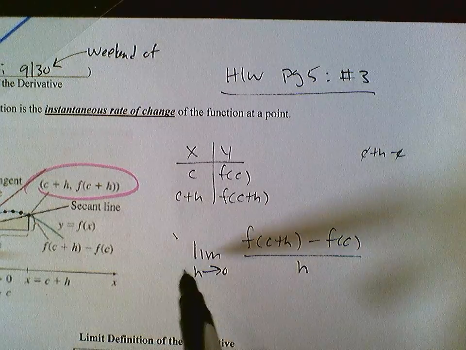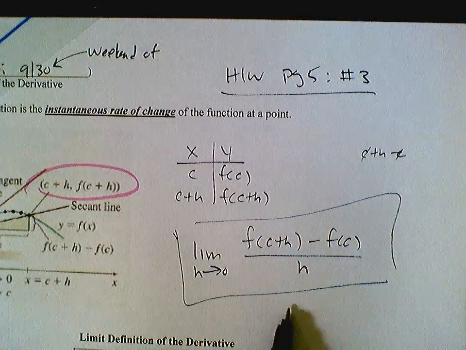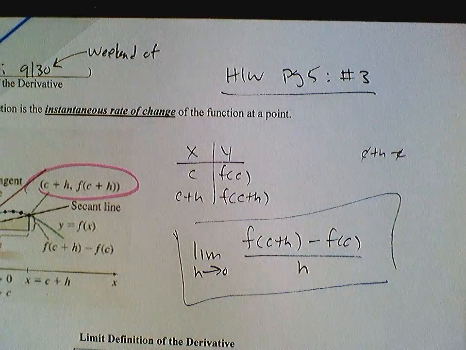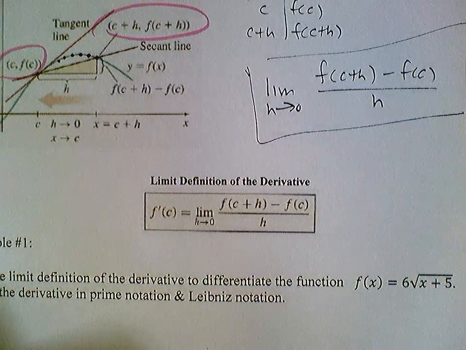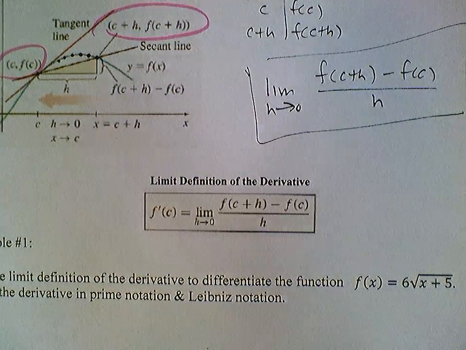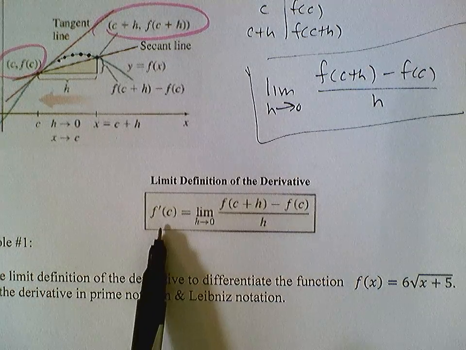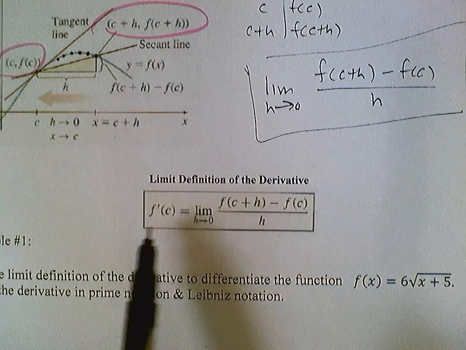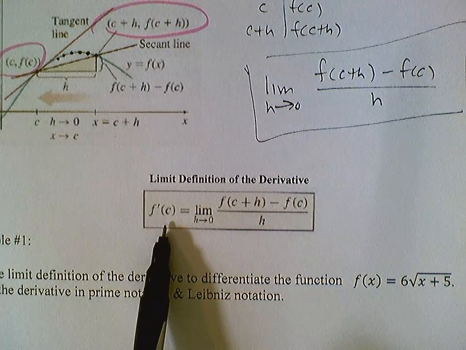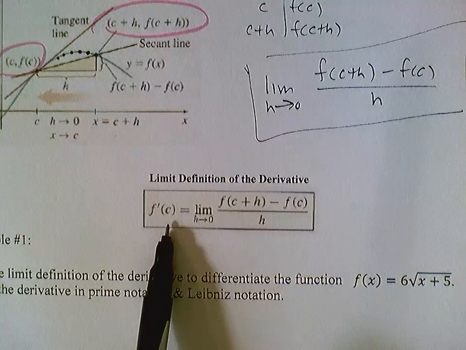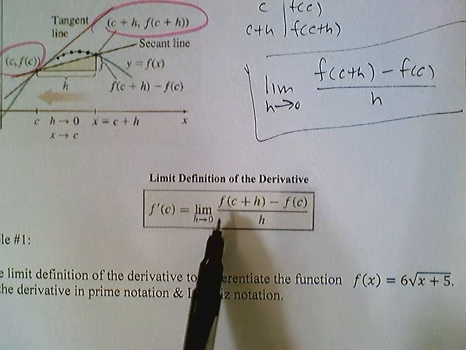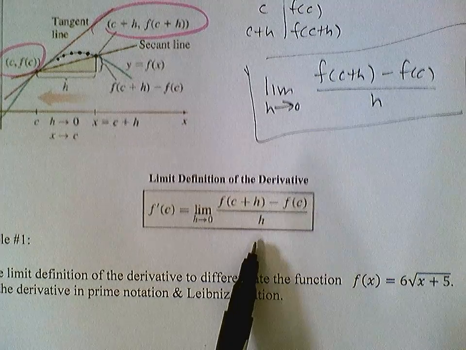All right, so this right here, guys, this is the instantaneous rate of change. This is the derivative of a function at a certain point. Okay, so down here, the limit definition of the derivative. If I want to know the derivative at a certain point, this is the prime notation for it. So f prime of c, that's the instantaneous rate of change or the derivative at a point c, and it's given by this limit formula. The limit as h goes to 0 of f of c plus h minus f of c over h.